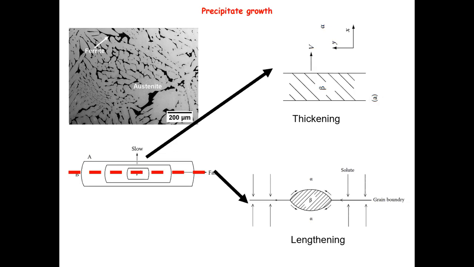What is the difference between lengthening and thickening? What are the kinetic mechanisms for adding these B atoms to the precipitates, and how will this make a difference between lengthening and thickening? These are the questions we're going to focus on for, I think, the lecture on Thursday.